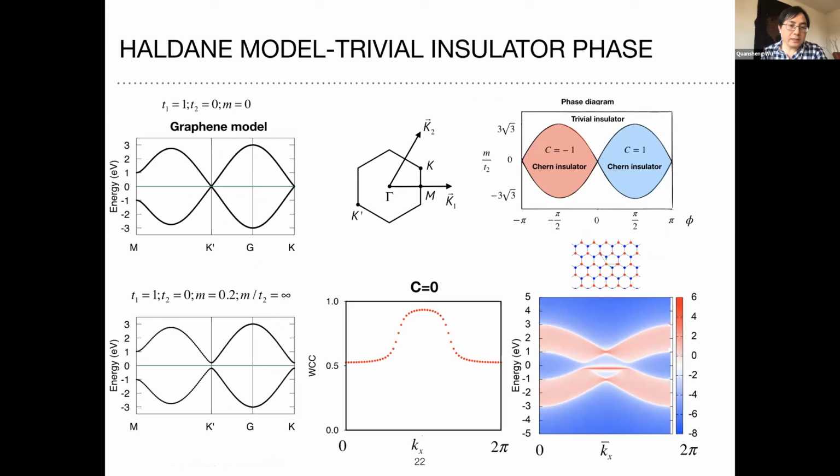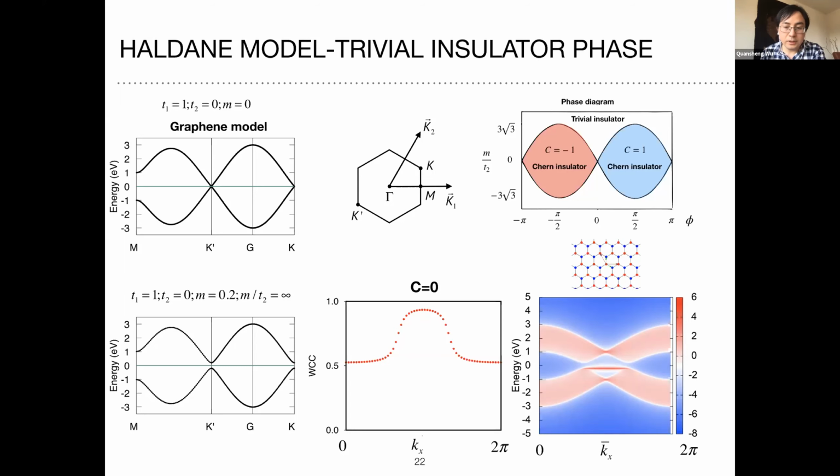And if we only add the staggered onsite energy, but we don't have the next-nearest hopping t2, then it means M divided by t2 is infinity. It's outside of these two regions. It's either here or at the bottom. So this is a trivial insulator. Here you will see this is the insulator. If you calculate the Chern number, then you will find it's just trivial. And if you plot the edge state, it's also trivial.